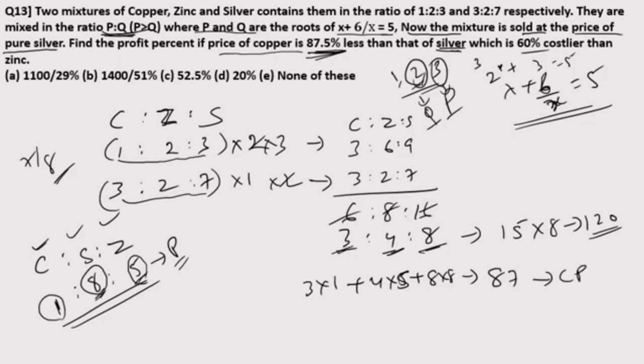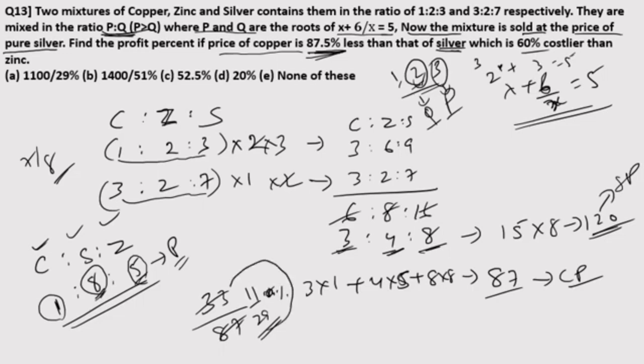Now profit is how much? This is your selling price. So selling price minus cost price, the profit is 33 on the base of cost price 87, right? So if you cancel with 3, this is 11 by 29 percentage. Or I can say, sorry, this is 1100 by 29 percentage. So this has to be my answer. Option A. Let's move to next question.